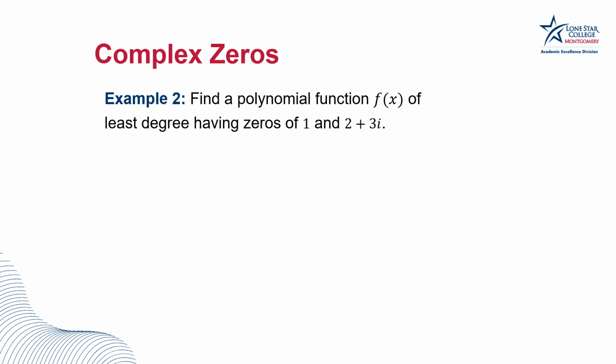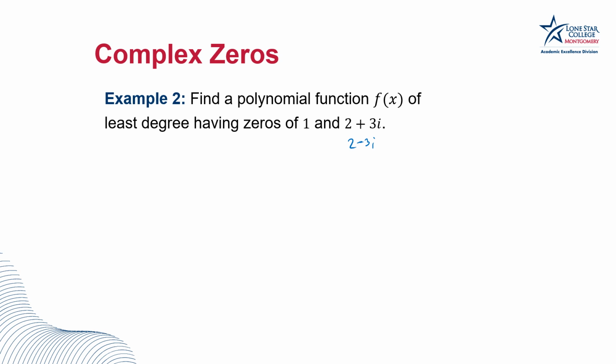Alright, so let's look at another example involving complex zeros. We're trying to find a polynomial function f of x of least degree having the zeros of 1 and 2 plus 3i. So as stated before, because we have a complex 0, we also know its complex conjugate is also a 0. So the third 0 in this case would be the conjugate of 2 plus 3i, which is 2 minus 3i.